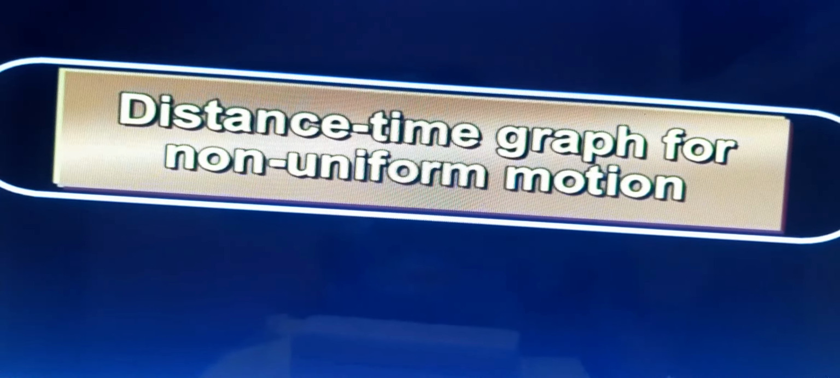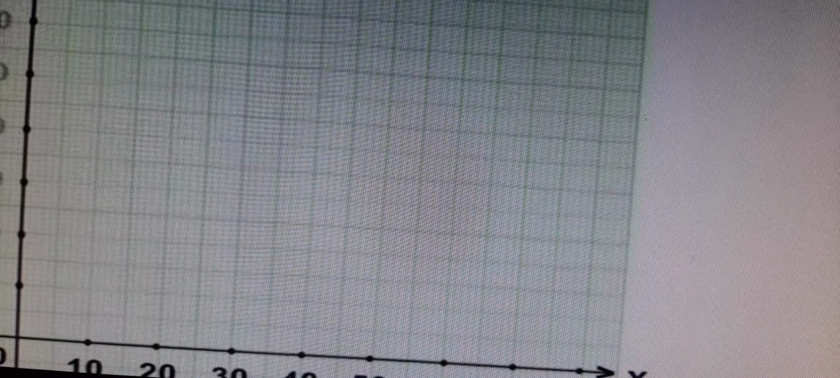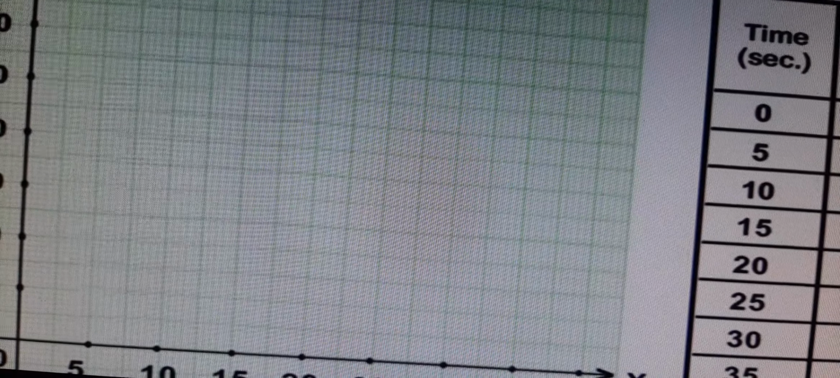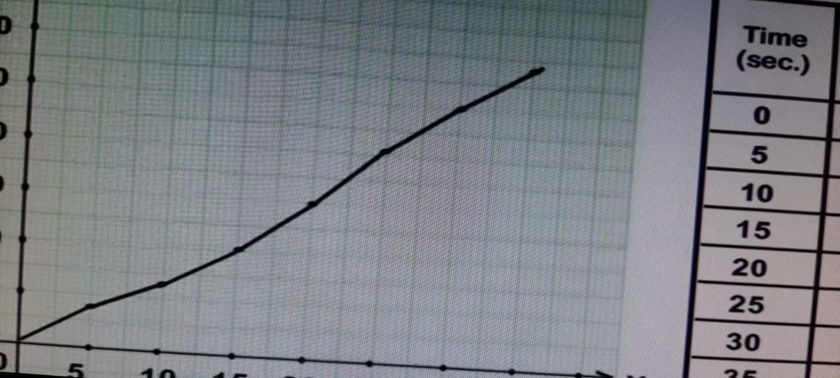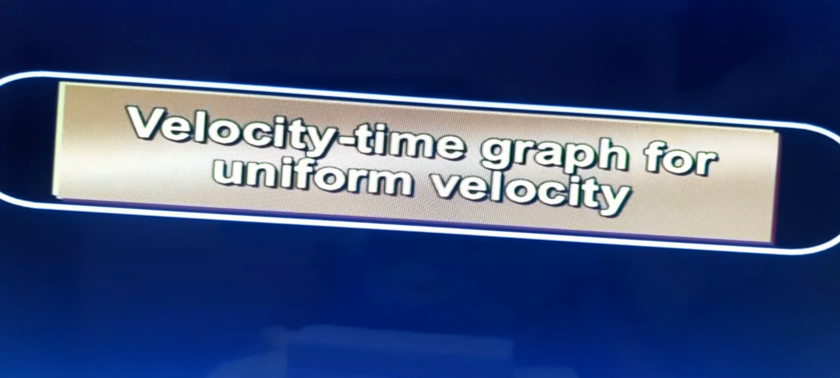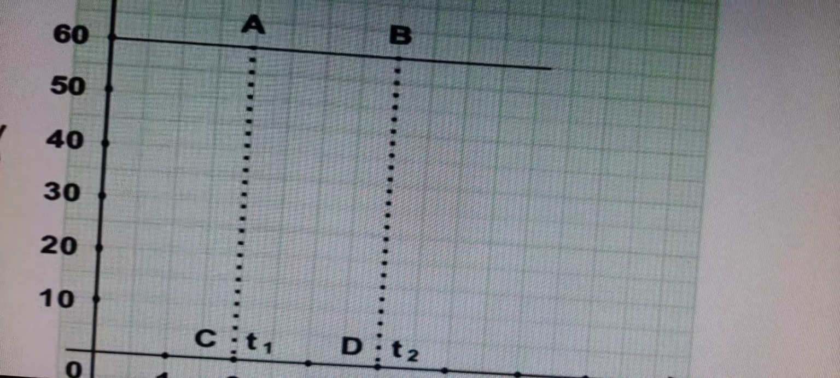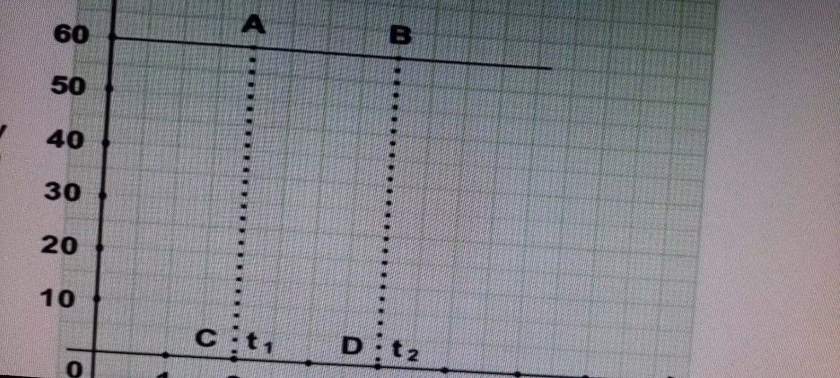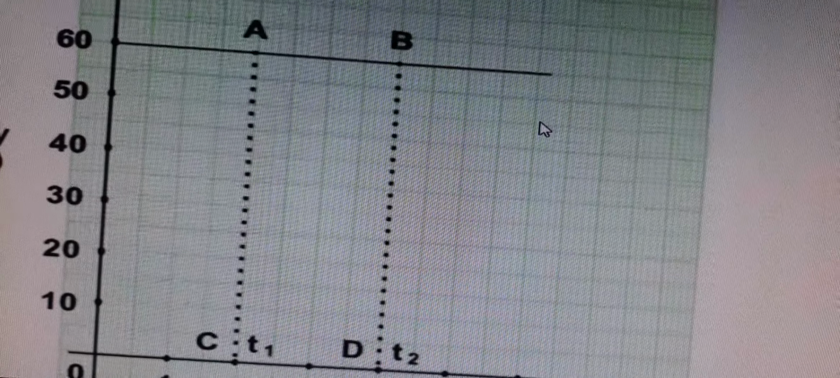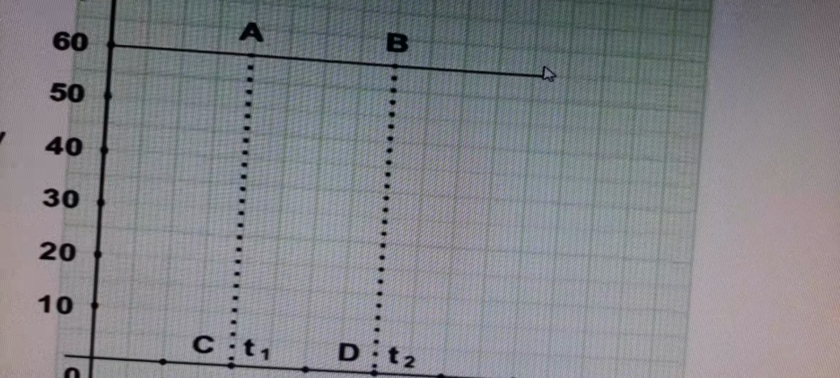Now in non-uniform linear motion, suppose a bus is traveling and we see this graph. The bus travels distances in equal time intervals, then we draw the graph. The bus always changes its speed, therefore it is not a straight line. Now we can see the velocity time graph for uniform velocity. This graph is a straight line, because uniform velocity means the speed is the same in unit time.